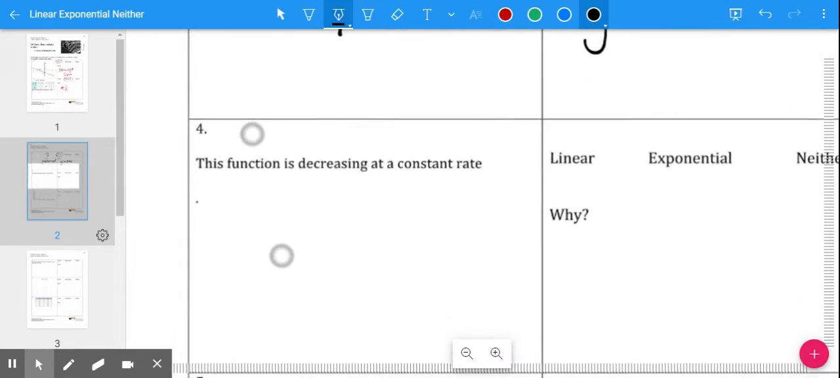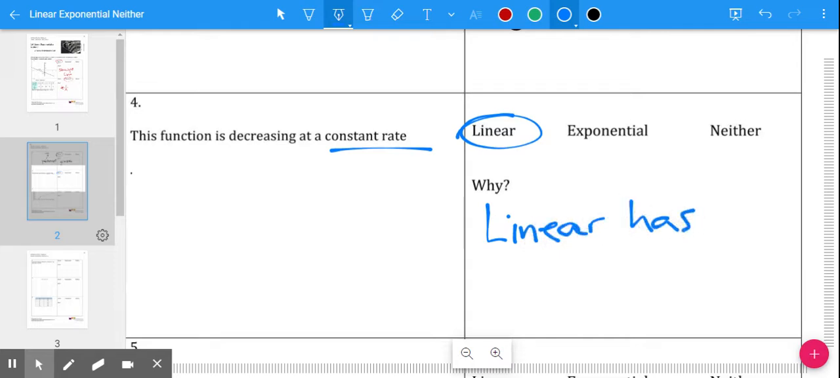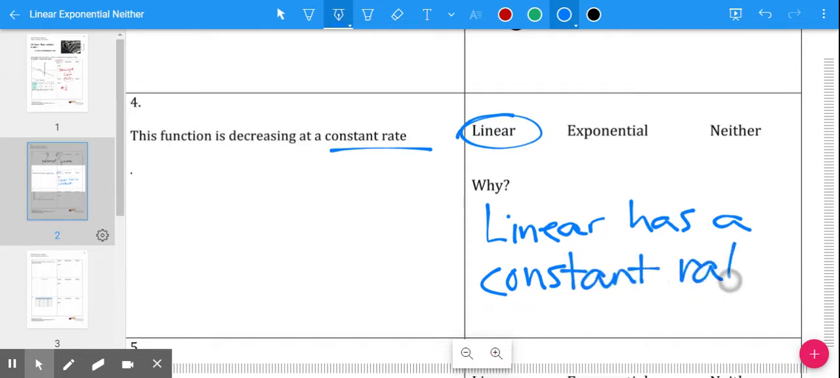The next one, a function is decreasing at a constant rate. Constant rate is your hint that it is linear. So linear has a constant rate of change.